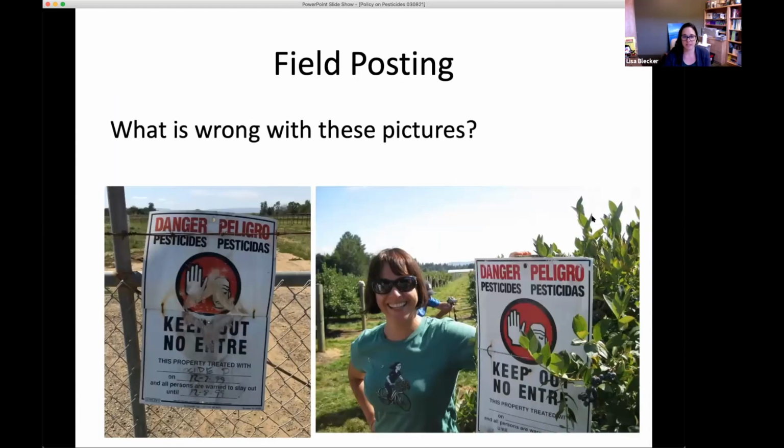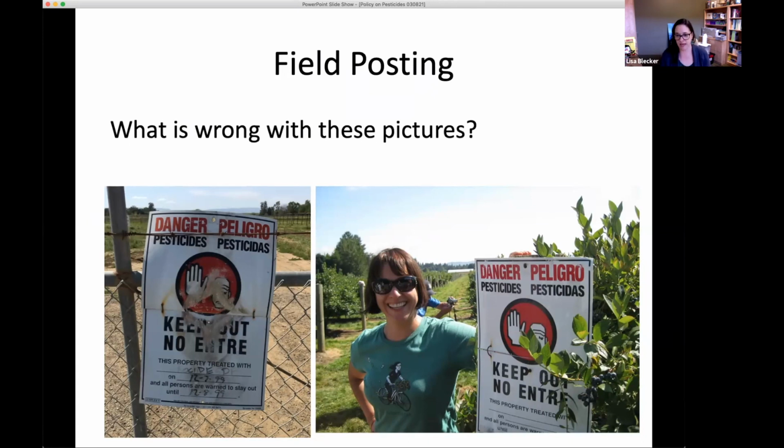So I'm going to tell you what's wrong with these pictures. 1, you can barely see this. 2, if you could see it, it's the wrong sign. This is the federal sign. 3, the REI expired in 1999, meaning that it's been up for a long time. It's not really being used to indicate a restricted entry interval. What's wrong with this sign is that I was allowed to enter this field even though the sign was up. The REI had expired, but I should not have been able to enter this field.